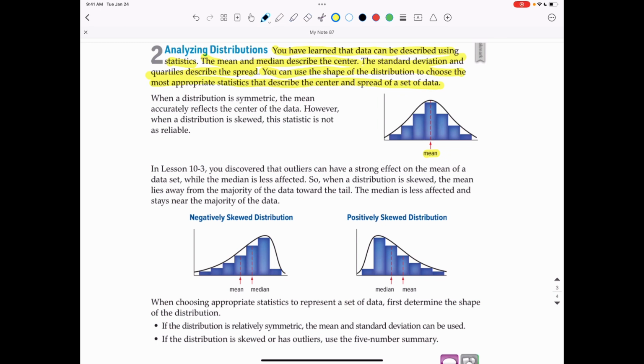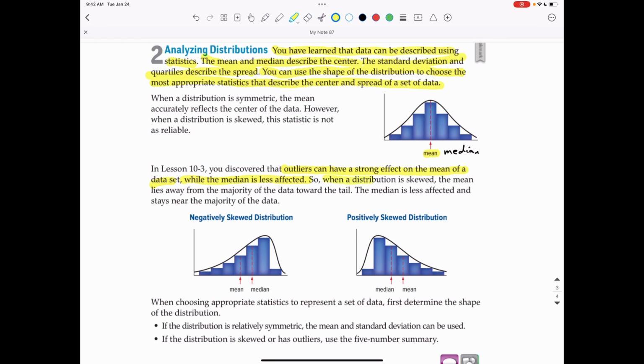And not only is the mean, but the median, I'm going to write that in there real quick, the median is also going to be right there along with the mean. A lot of times they're the exact same number or they're going to be very close to each other. However, when you have a skewed distribution, outliers can have a strong effect on the mean of a data set, while the median is less affected.